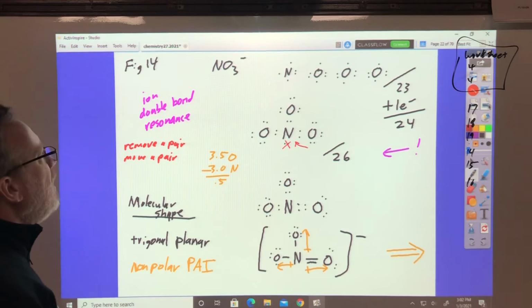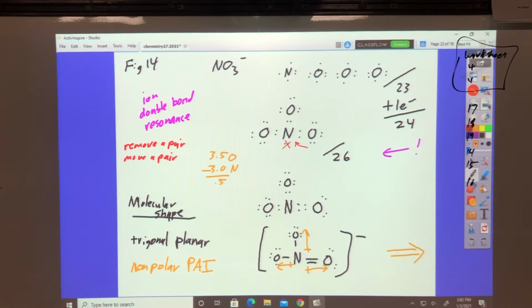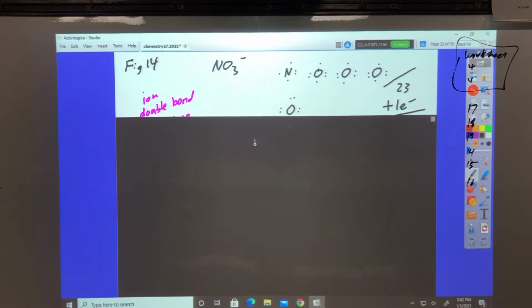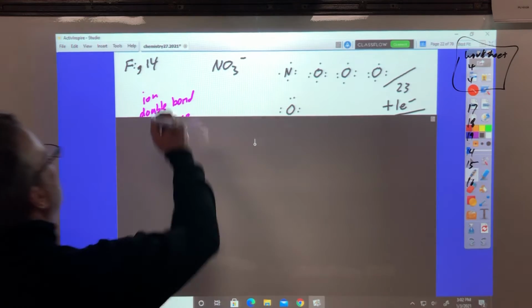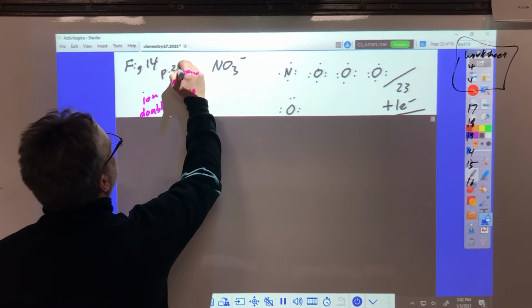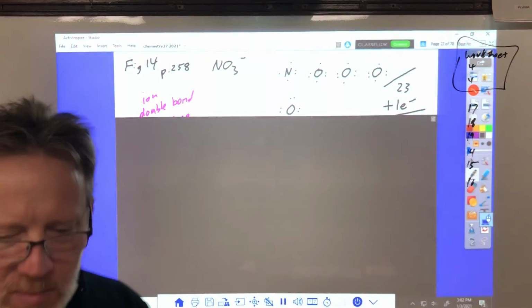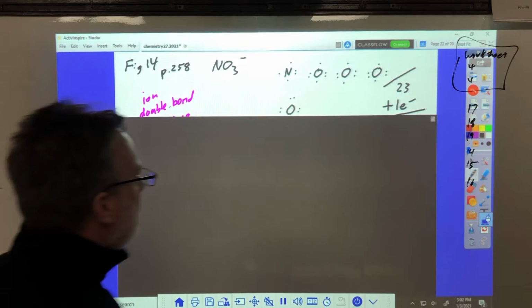Okay, figure 14. This is from page 258. Draw the nitrate ion. We want to work some of these shapes for ions as well.